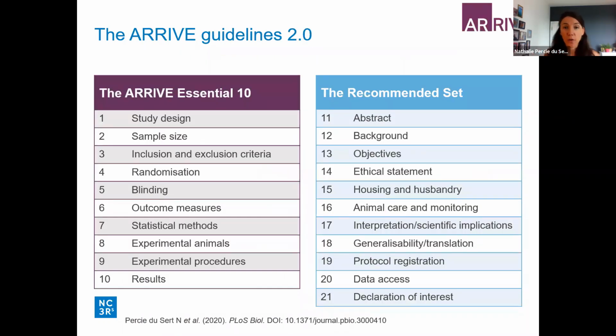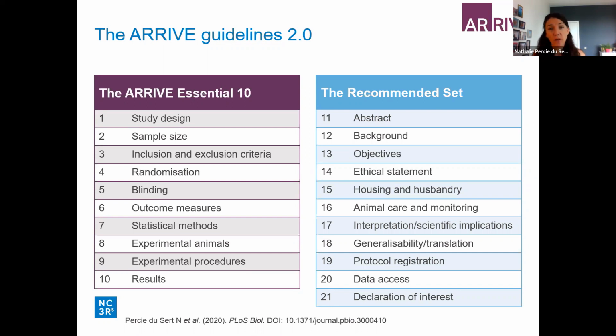So in ARRIVE 2.0, the main departure from the original ARRIVE guidelines is that we have reorganized the items and we've prioritized them into 2 sets. That's to allow a step-by-step approach in the implementation. So the ARRIVE Essential 10 are the minimum requirements, the basic minimum to include in a manuscript, because without this information, reviewers and readers cannot confidently assess the reliability of the findings that are presented.